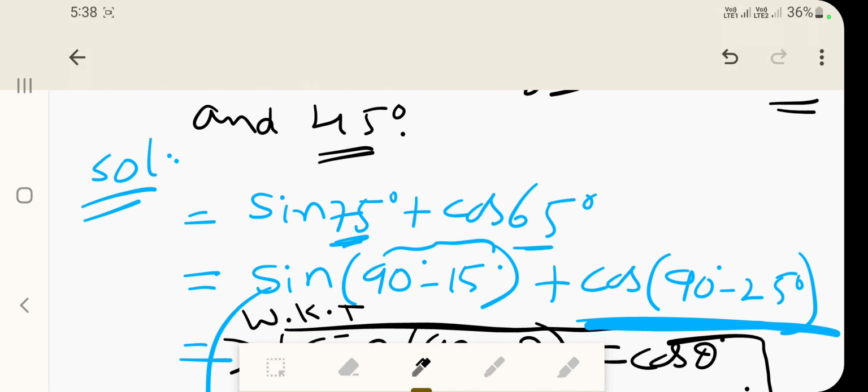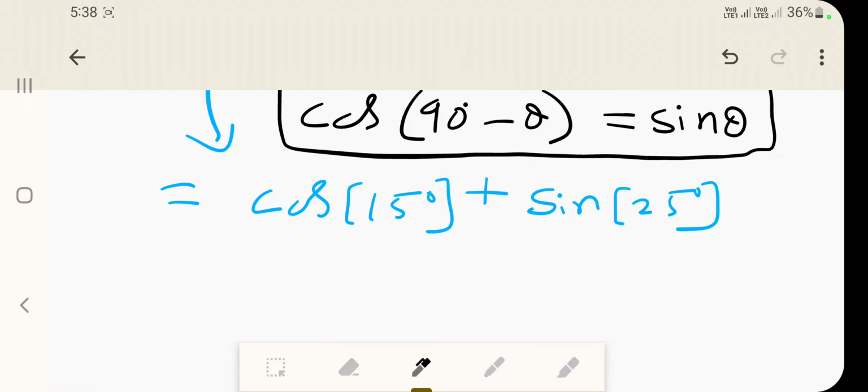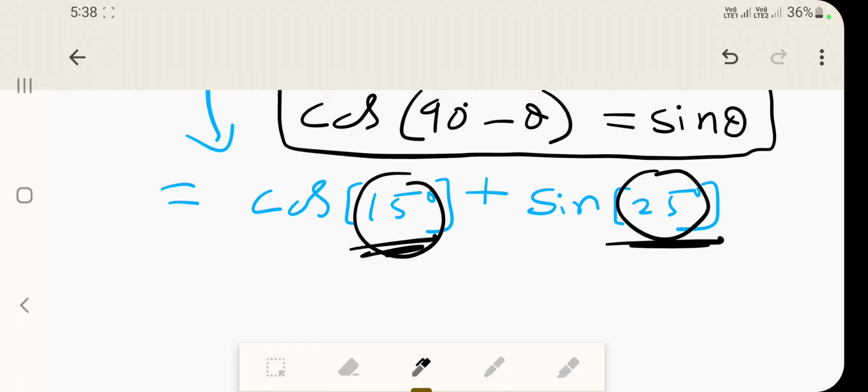So here, finally, we have written the given expression in terms of cos 15 and sin 25. These 15 and 25 are the angles which lie between 0 and 45 degrees. This is the end of the exercise 11.3.